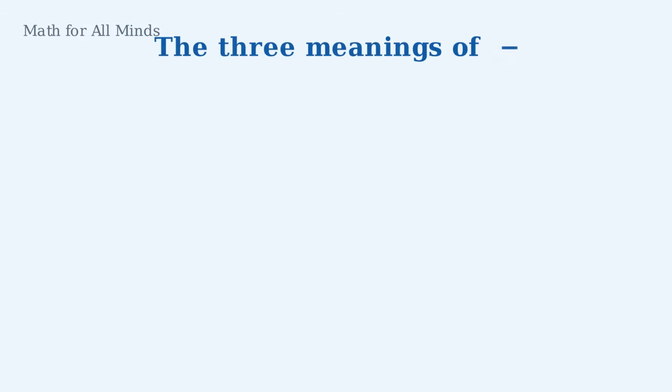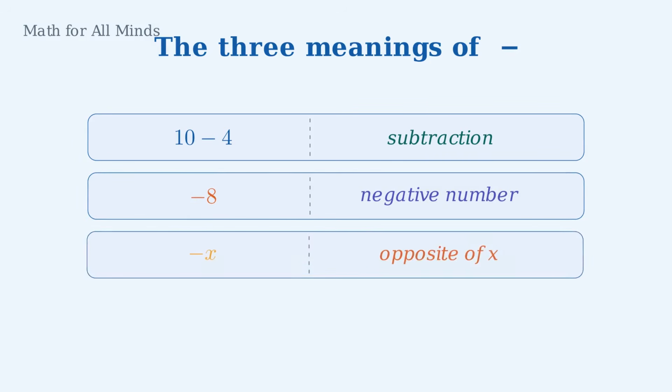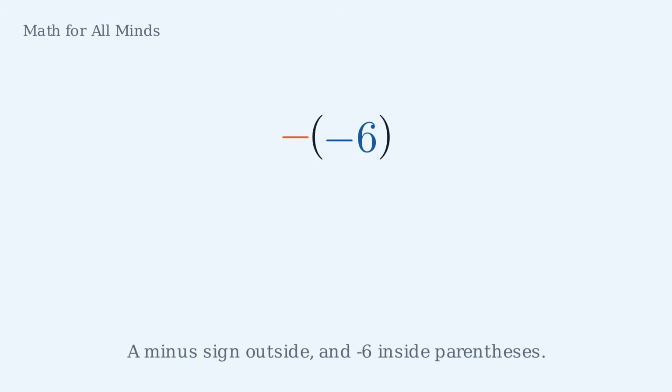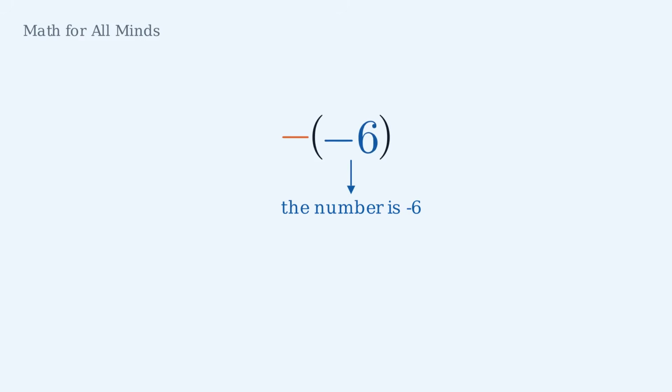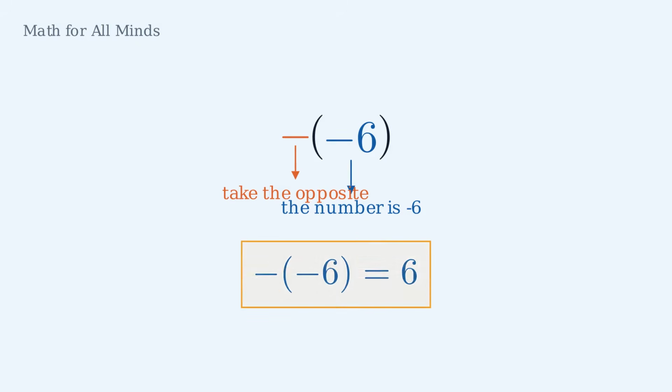This gives us a new symbol meaning. In algebra, a minus sign can mean 3 different things depending on where it sits. Let's untangle them. Let's see that third meaning in action. Watch this expression, the opposite of -6. Written out, that's a minus sign, then -6 in parentheses. The inside is -6. The outside minus flips it, giving us +6. So the opposite of -6 is 6.